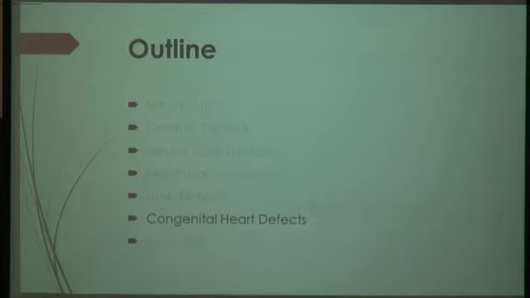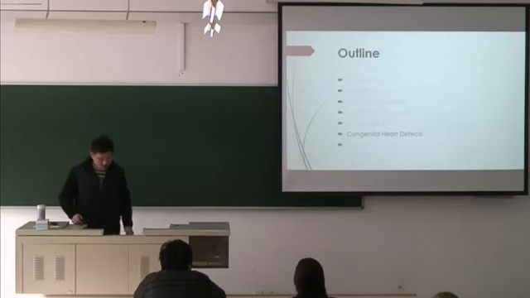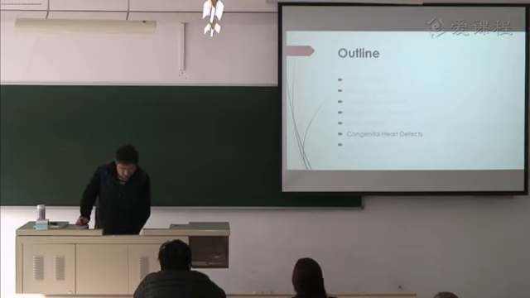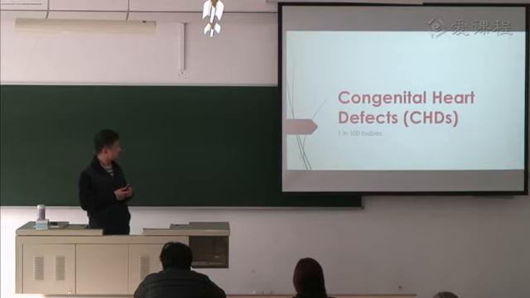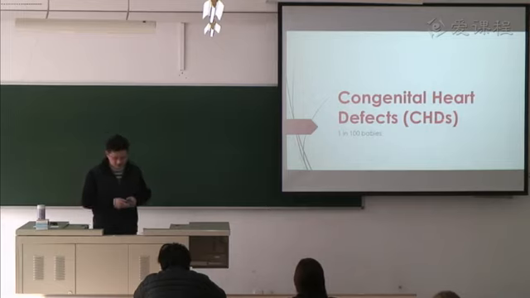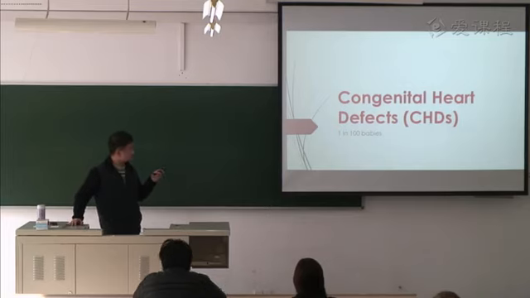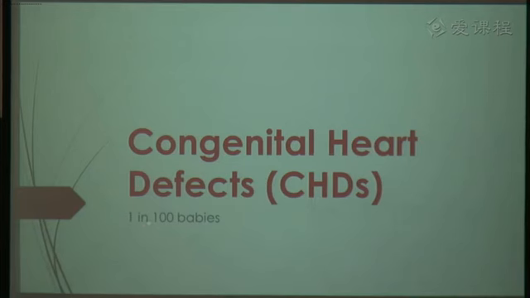Okay, so lastly, I will talk about congenital heart defects. This is actually a very common birth defect. Usually it's abbreviated as CHDs. Some people also call it congenital heart disease, but since we are talking about birth defects here, we use the term congenital heart defects, CHDs. It's a very common one. It happens in 1 in every 100 babies.